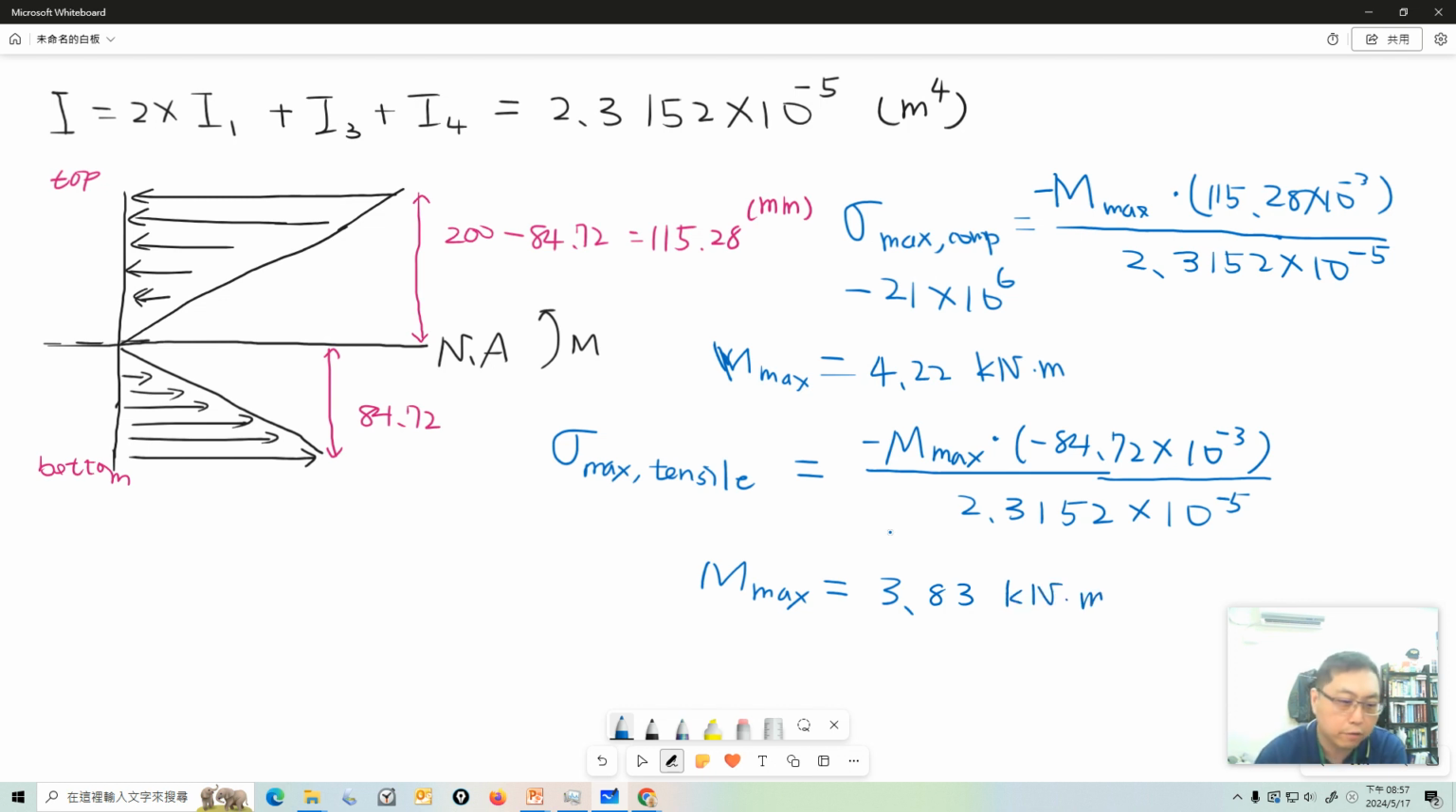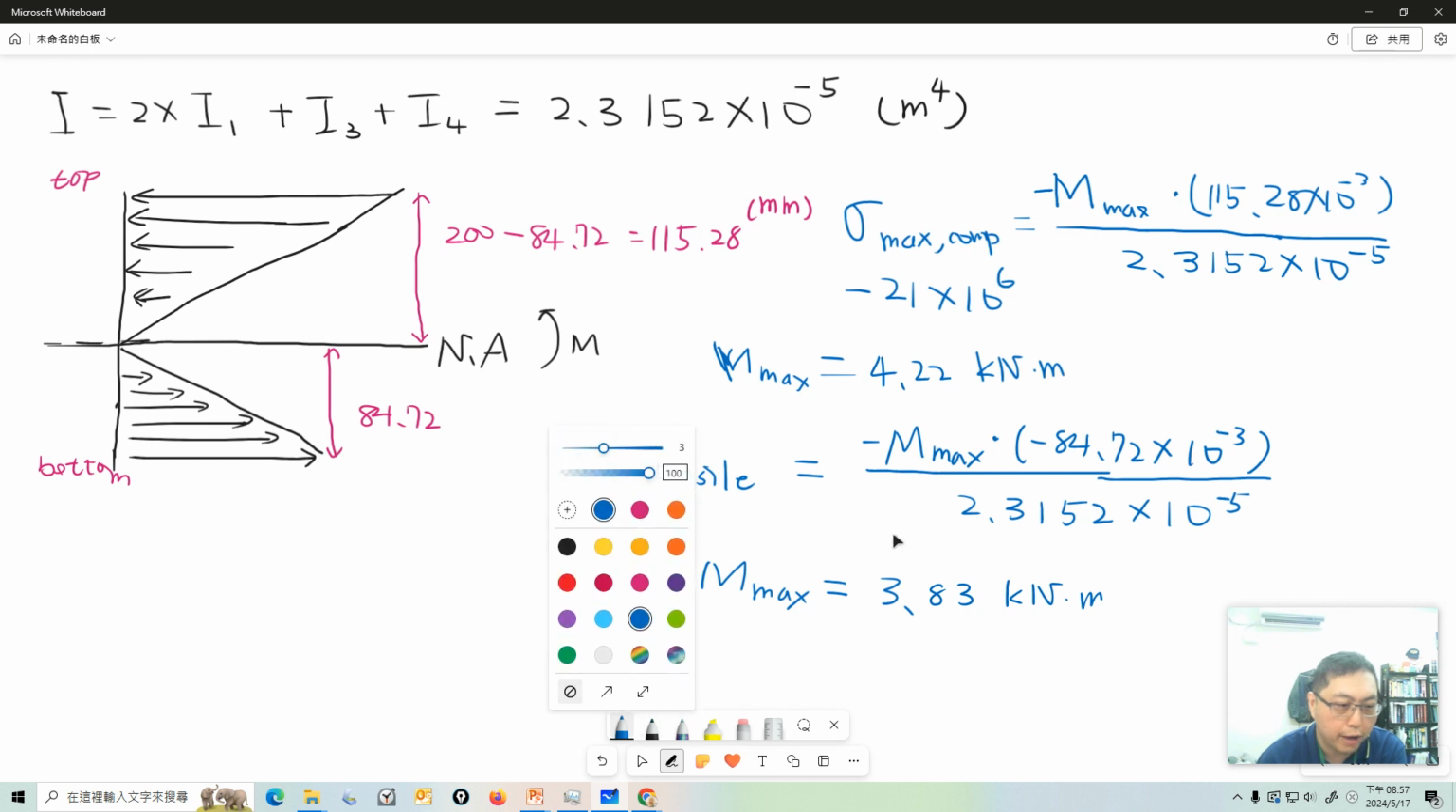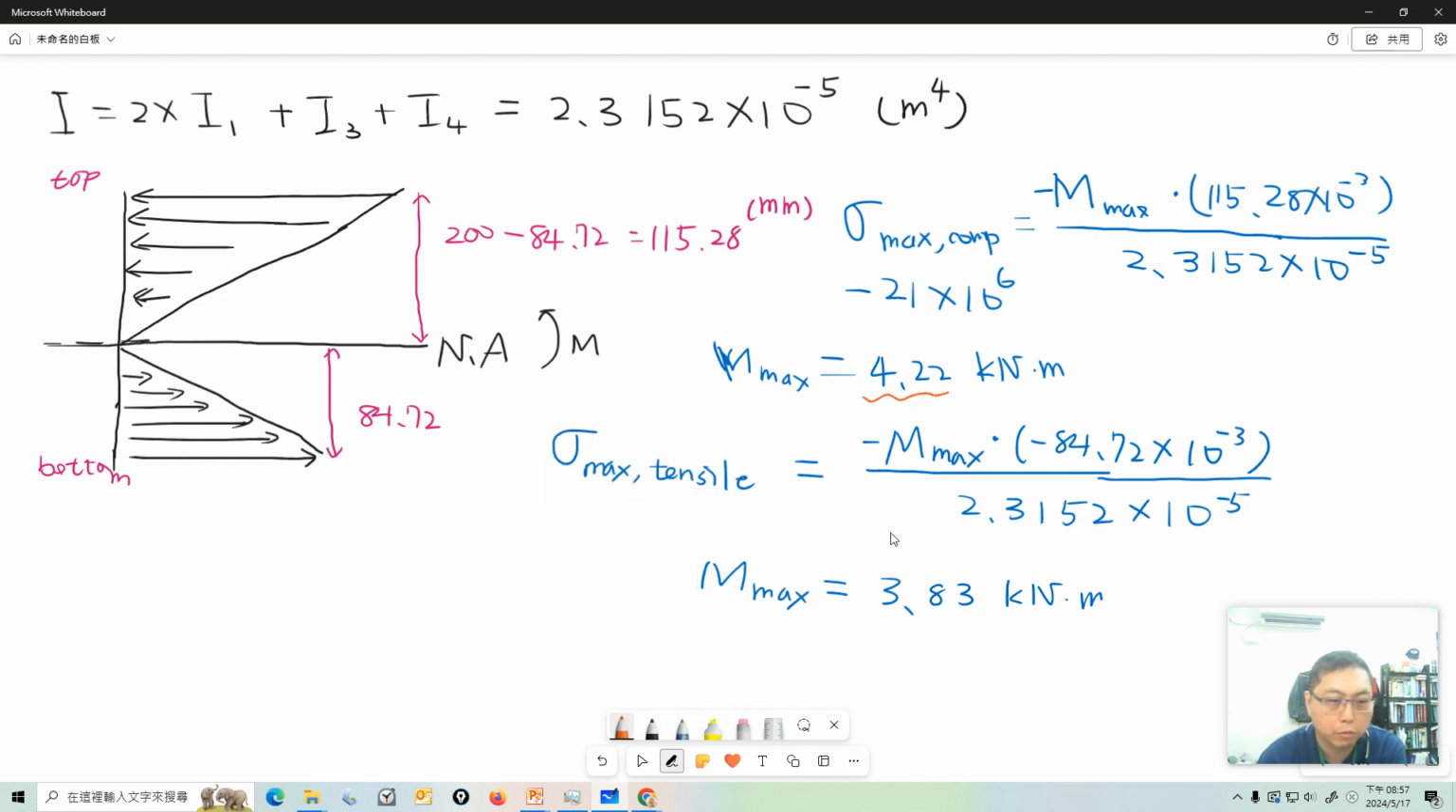Okay, so we have two values for the maximum allowable moment. Which one is the answer? Yeah, the problem wants us to determine the maximum allowable moment. Because we want the maximum value, it looks like this is the answer. But actually this is not the answer.